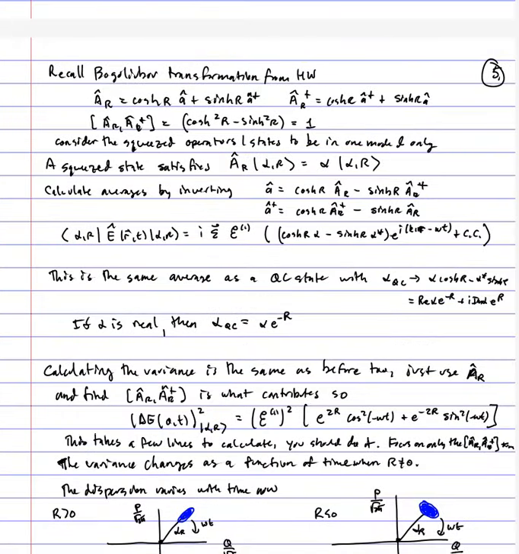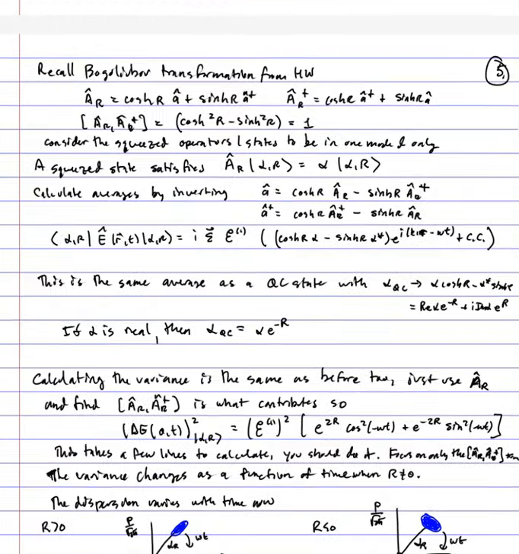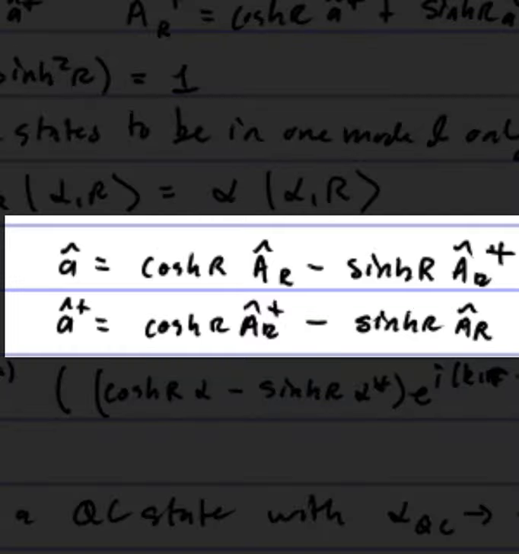Now, it's very important that we understand the inversion between these capital A_r operators and the little a and little a dagger operators. That inverse is very easy to work out. I've written it down for you here. a hat is equal to cosh r times A_r minus sinh r times A_r dagger, and a dagger is just the Hermitian conjugate of that.